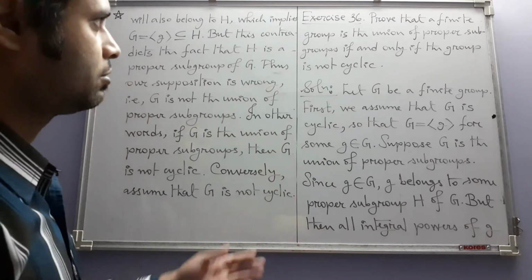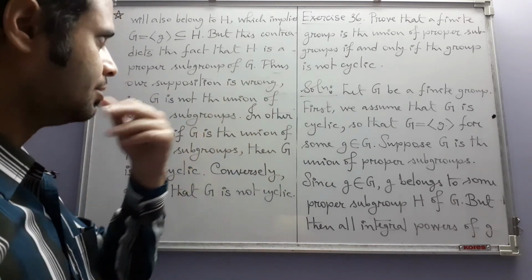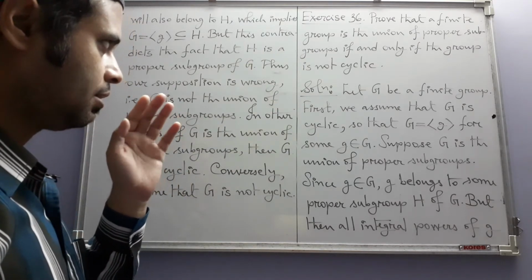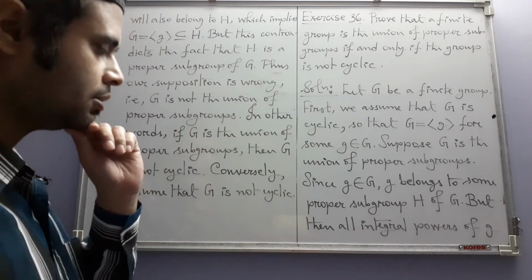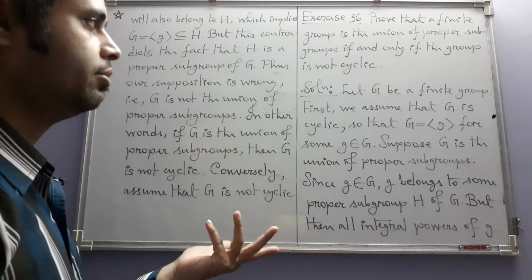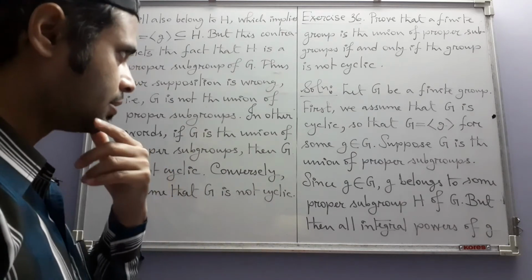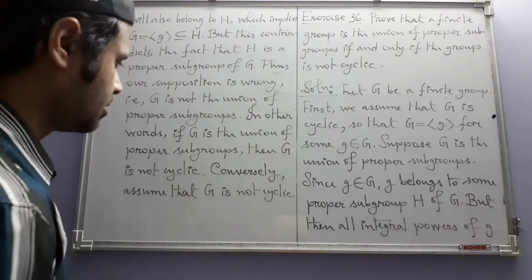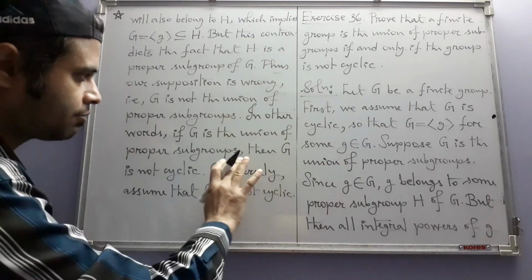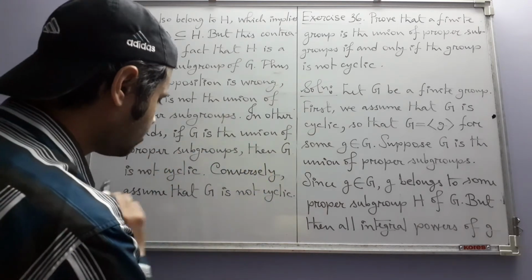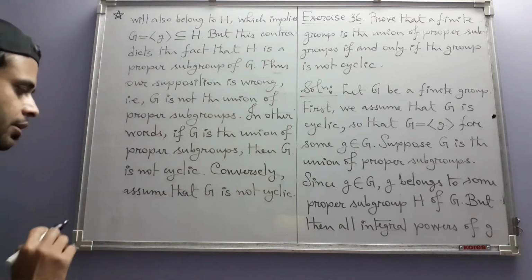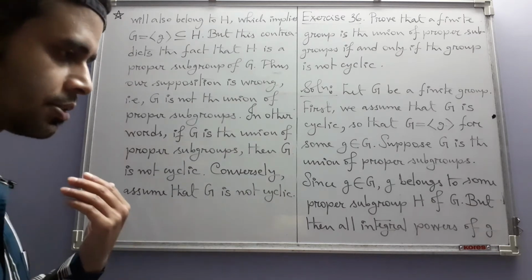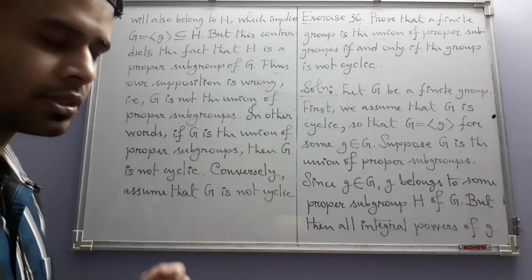I am not sure how the finiteness of the group is being used, because I don't see any use of finiteness. The same solution, according to me, will also work in any group, not necessarily a finite group. If I am missing something, please let me know. Okay. In one half of this solution, I don't see any problem. Now we are going to see the converse. Conversely, we have assumed that G is not cyclic. We now have to show that G can be expressed as a union of its proper subgroups.